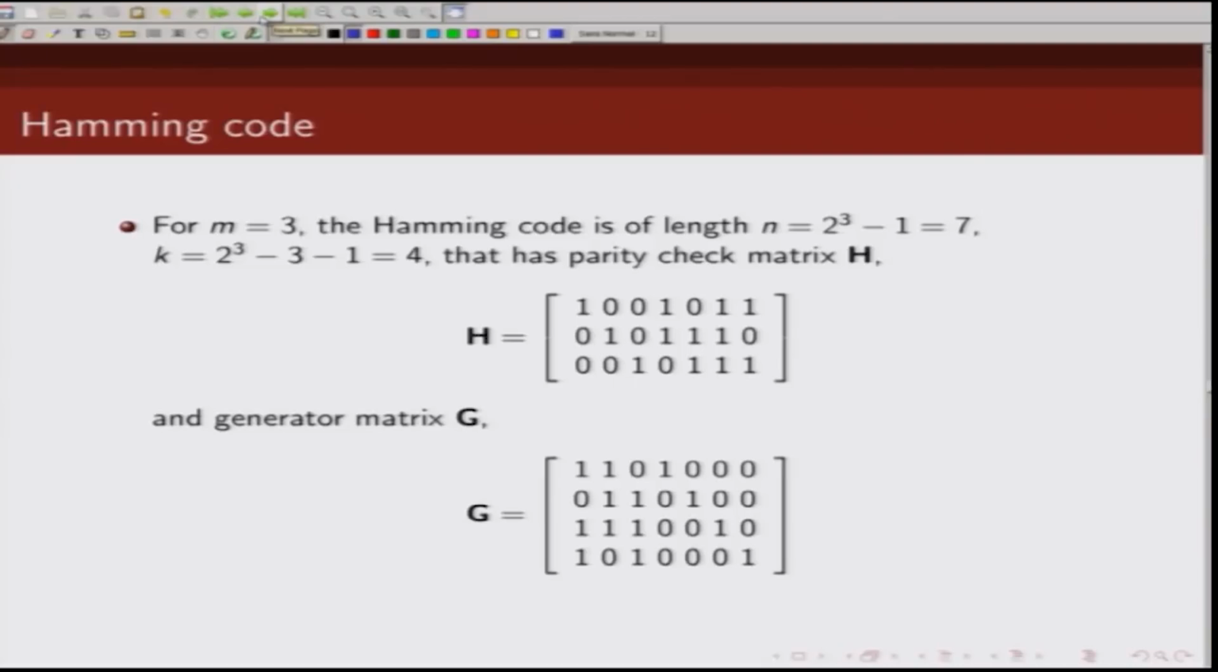So, let us take an example. Let us consider m equal to 3. So, if m equal to 3, we know n is 2 raised to the power m minus 1. So, the length of the block code in this case will be 7. Now, how many parity bits? Number of parity bits is given by m, so this will be 3. So, then what is the number of information bits? This is 7 minus 3, that is 4. So, this is a 7-4 code.